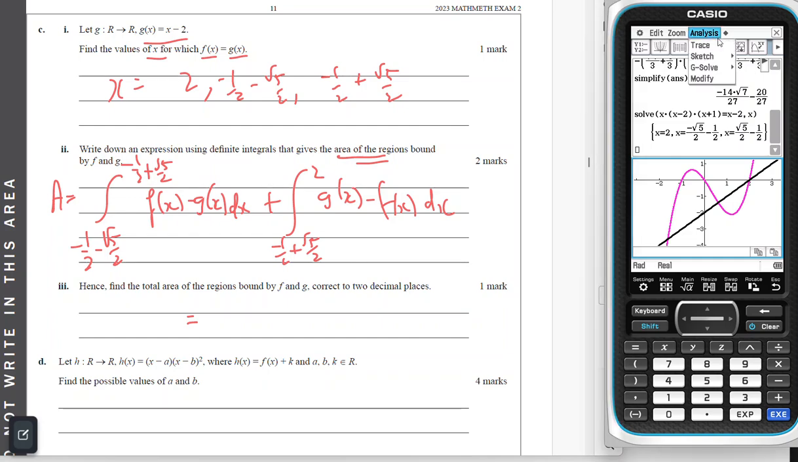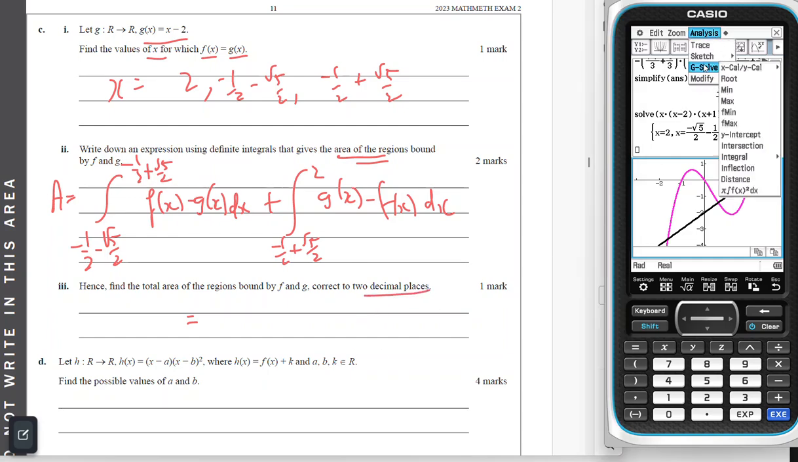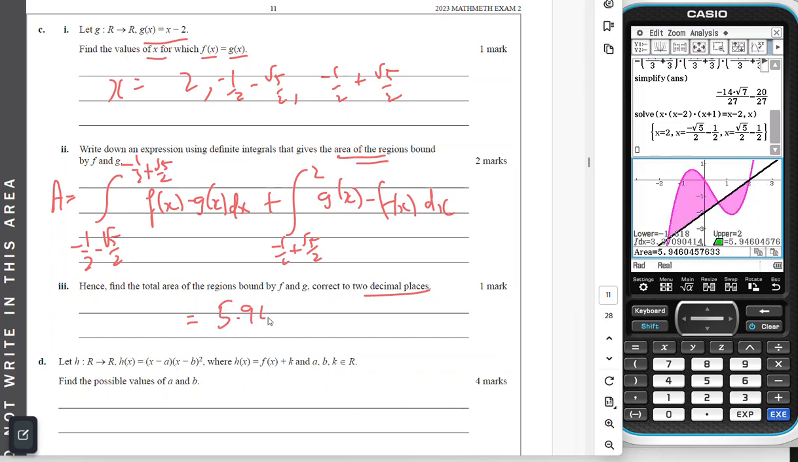So I'm now going to do that on the calculator because I've got 2 decimal places up my sleeve. G-solve integral intersection points. I'll accept the first one. I'll jump over to the third one, and that will give me the area there, which is 5.94604, which is 5.95 square units.